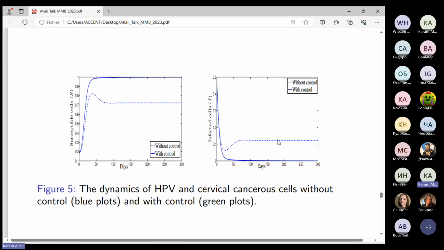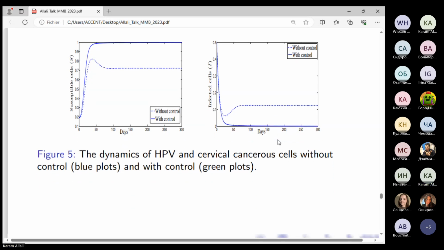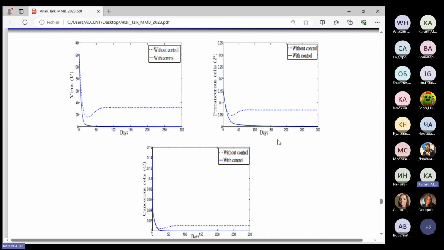So with this control, we can change the nature of the equilibrium. It means that we change the attractor. We can take it as a bifurcation parameter, because we have changed the nature of this attractor. Here also are the HPV virus, precancerous cells and cancerous cells. You can see clearly that we are transiting from the endemic equilibrium to the free equilibrium, which means that we can act only on HPV infection in order to see good results on the infection.